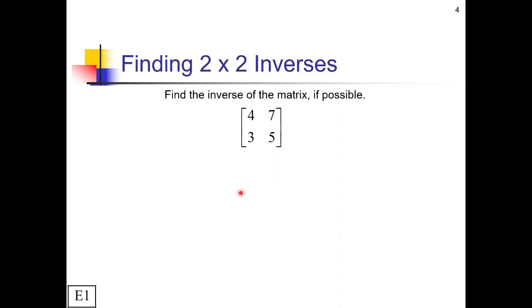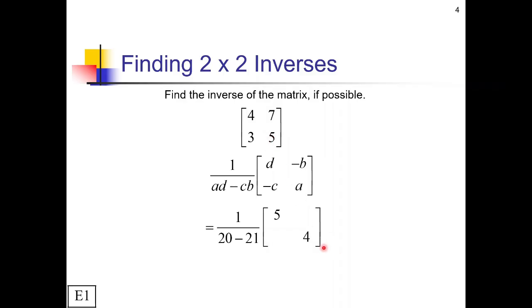Pause the video and try to find the inverse of this matrix if possible. Alright, so I typically do write out the formula every time I use it, just to remind myself of what I need to do. So again, we need the 1 over the determinant. So that's going to be 1 over, and in this case we're going to have 20 minus 21. And now for the matrix itself, we're switching A and D. So we have a 5 in the upper left and a 4 in the bottom right. And then we're negating B and C, so -7 and -3.